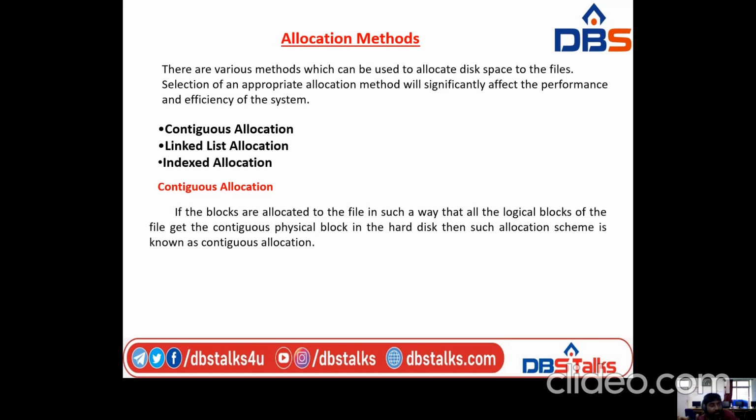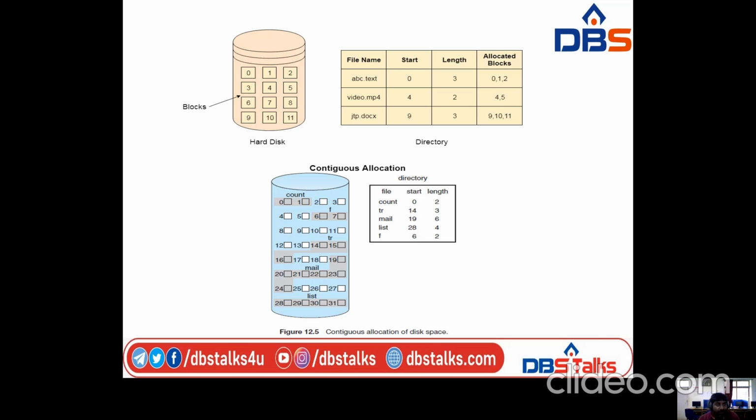If we have some blocks and a file, and the file is allocated in continuous blocks, then we can simply say it is continuous allocation. In this example of continuous allocation, there are two examples showing different file names with allocations. Here the file name is abc.txt, the next one is video.mp3, and the next one is jpg document.